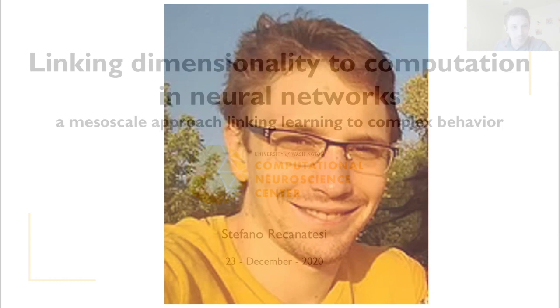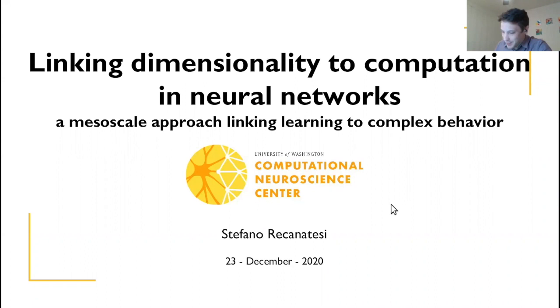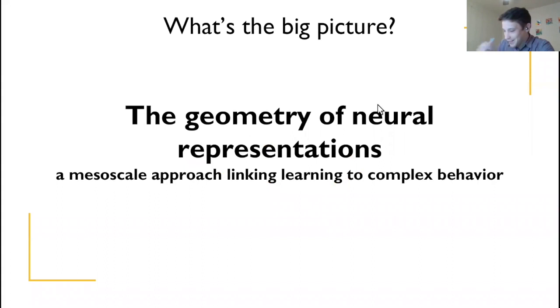So the talk of today is titled linking dimensionality to computation in neural networks. Can you see my screen okay? Is everything fine on your end? Cool. So the big picture behind this kind of work has to do with what I call the geometry of neural representations.